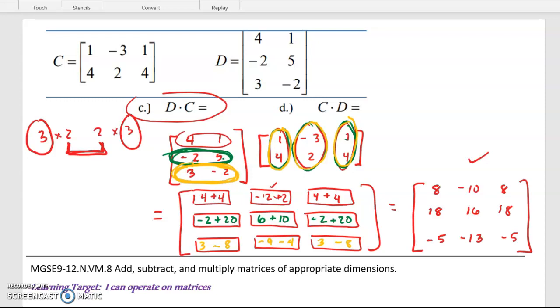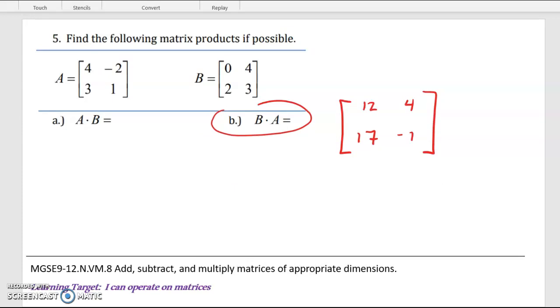So guys, if you want to try part B on your own and part D on your own, you can pause the video now, try B, try D, and I'm going to flash the answers. All right. So guys, keep working hard, start the semester strong. Here we go. So the answer to B times A is 12, 4, 17, negative 1.